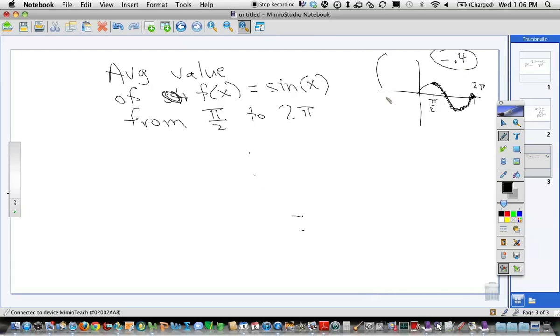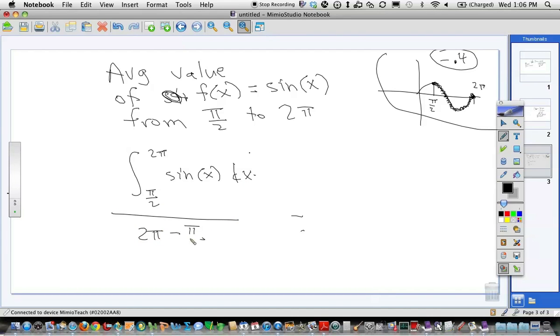You wouldn't have to do any of this up here, okay? But just to think it through, that's what's happening. So how do we set it up? According to the formula, the average value would be the integral from pi halves to 2 pi of sine x dx, over 2 pi minus pi halves. That would be the formula.